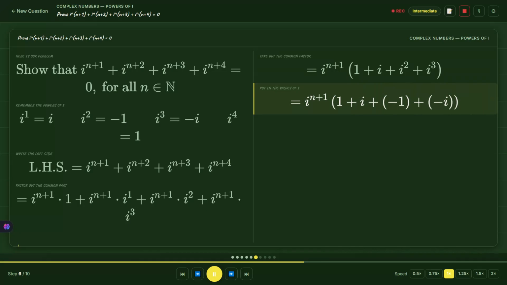Now let's put in what we know. We said i squared is -1, and i cubed is -i. So let's replace them inside the brackets.